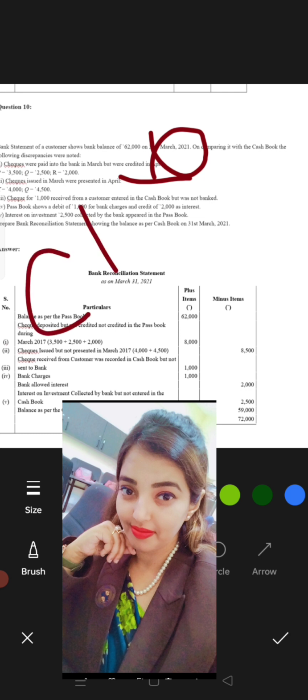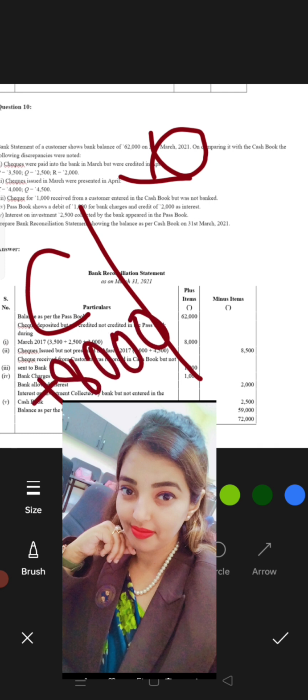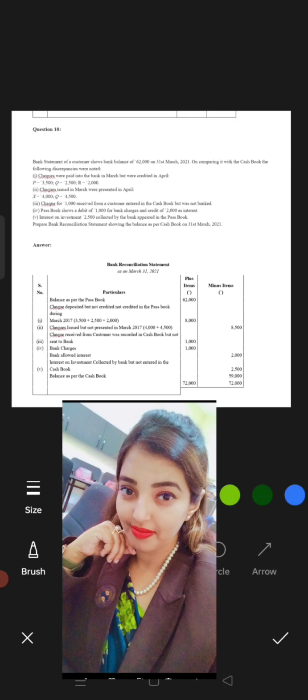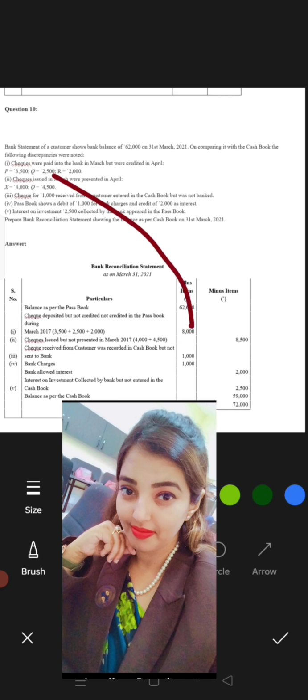So in the cash book it's plus 8,000. आपने जब ये पूरे टोटल करोगे 3,500, 2,500 and 2,000 you will be getting 8,000. But in the passbook it's not credited. लेकिन यहाँ पर in the balance as per passbook you will be following whatever the cash book does. If the cash book it has been plus then the passbook also it has to be plus. So आप क्या करोगे? You will be recording 8,000 here. So check deposited but not credited in the passbook. तो वहाँ आप क्या करोगे? 8,000 you will be recording.